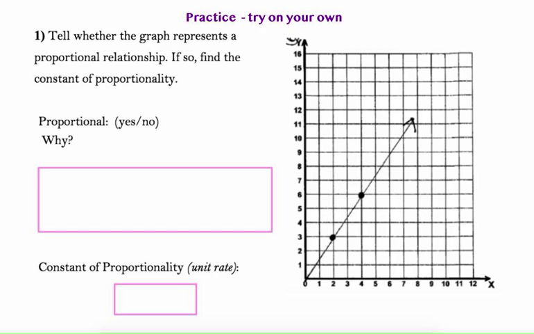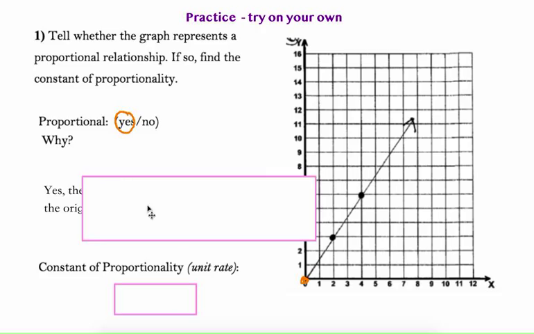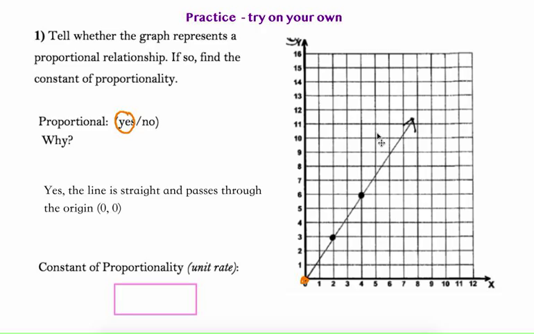Okay, so let's come back and let's review this problem together. It says, tell whether the graph here represents a proportional relationship. And if it is proportional, find the constant of proportionality. Well, looking at the graph, it looks like a straight line and it's going through the origin. So this would be yes, it is proportional. And the reason is that the line is straight and it passes through the origin (0, 0). That will be our reasoning.